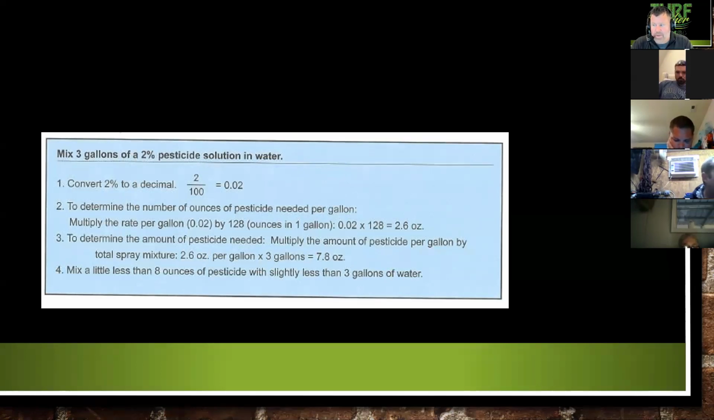To determine the amount of pesticide needed, multiply the amount of pesticide per gallon by your total spray mixture. 2.6 per gallon times 3 gallons gives us 7.8 ounces. So mix a little less than 8 ounces of pesticide with slightly less than 3 gallons of water. 2% solution. Not much there. I don't run into a lot of these percent solutions.